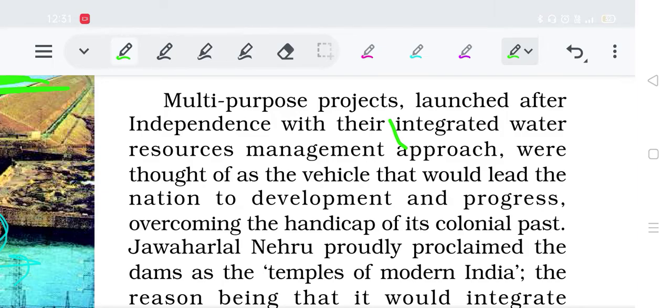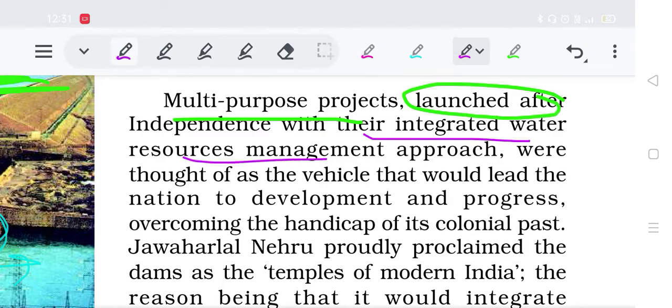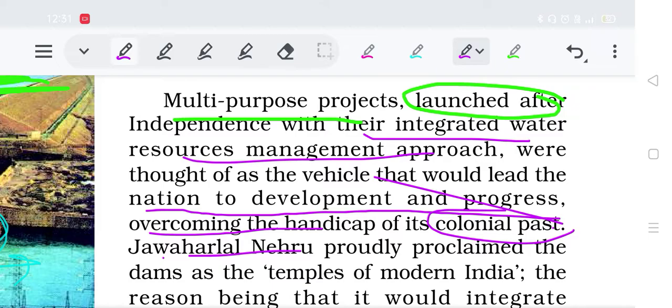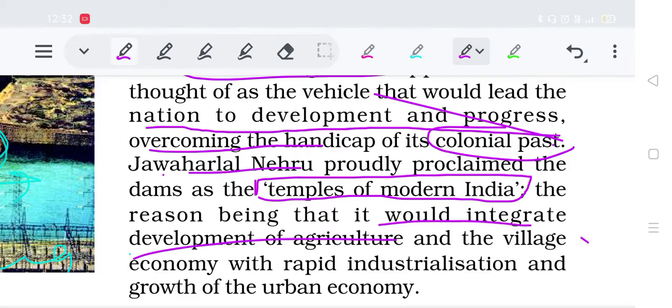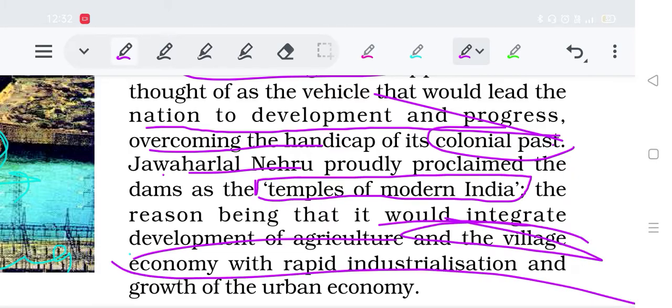Multi-purpose projects launched after independence, with an integrated water resource management approach, were thought of as a vehicle that would lead the nation to development and progress. Overcoming the handicap of its colonial past, Jawaharlal Nehru proudly proclaimed, "Dams are the temples of modern India." The reason being that it would integrate development for agriculture and village economy with rapid industrialisation.